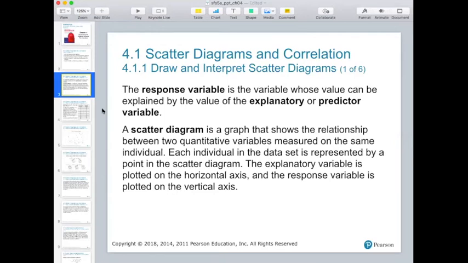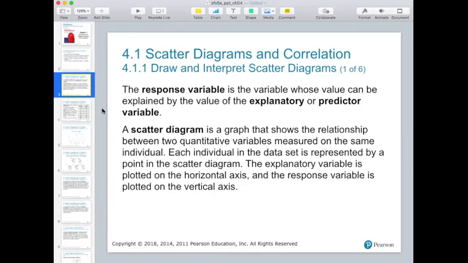Okay, so response and explanatory or predictor variables. This is probably something that you've looked at in a science class. Anytime you do an experiment and you're trying to compare what's happened, we've got the response variable that we're trying to measure. And that variable can be explained by the explanatory or the predictor variable. So when we look at a scatter chart, a scatter graph, a scatter diagram, whatever your book or your resources call it, it's going to show us the relationship between those two variables.